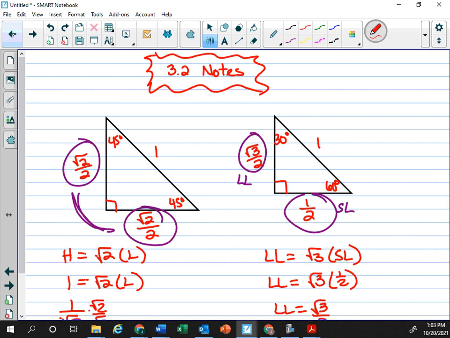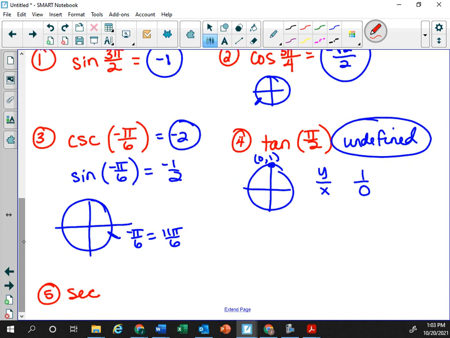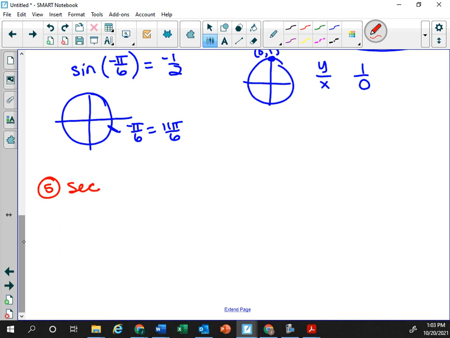All right, let's try again. So if y was 0 and x was 1, would the answer be 0, or would it still be undefined? Nope, it'd be 0. 0 divided by 1 is 0. 1 divided by 0 is undefined. Yep. All right, guys, let's try secant of 7 pi over 6.